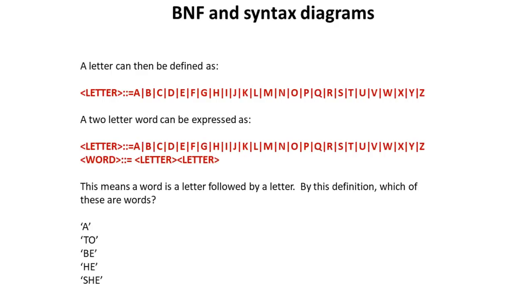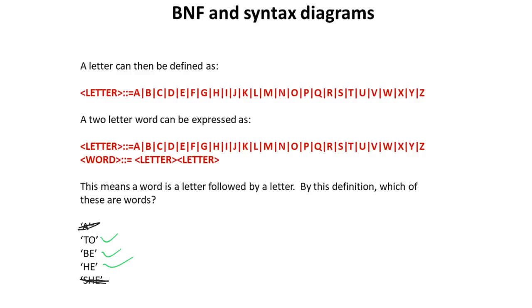Let's have a look at another example. In this particular language, a letter can be defined as an A or a B all the way up to Z. We could take that one step further, and having defined a letter, we could say a word in this language is defined as letter letter. So this means a word is a letter followed by a letter, and by this definition we can see that this wouldn't be a word and this wouldn't be a word, but these ones would. Don't forget, it has to be 100% exact.